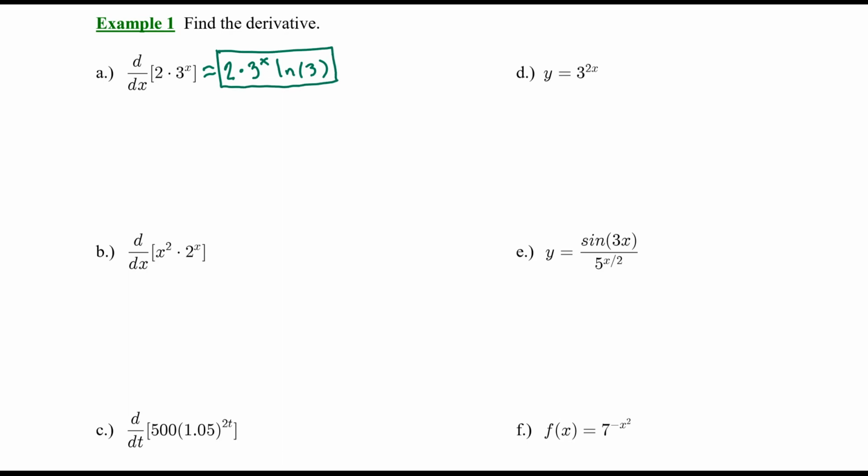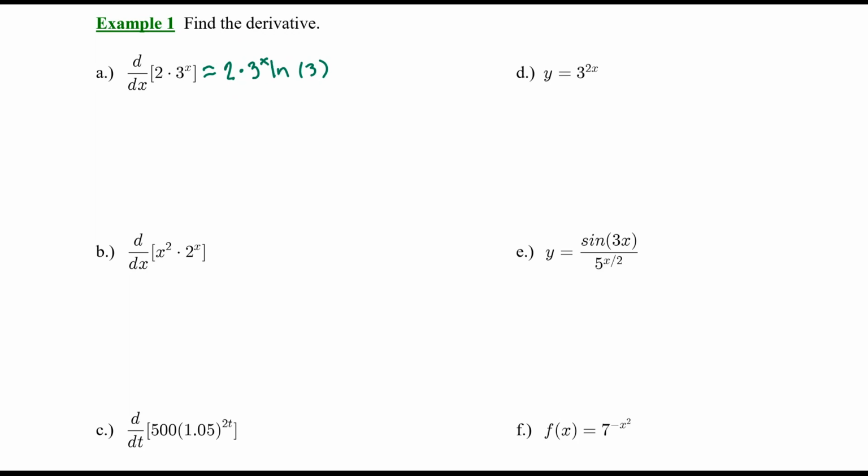Make sure that you are not tempted to call that 6 to the x times natural log of 3. Did anybody think that? Of course not, because we know that the order of operations says I must evaluate the exponent before the multiplication. So if I multiply the 2 and the 3 together, I've evaluated the multiplication before the exponent, and we violated the order of operations. So be careful about that. Don't be tempted to make that mistake.